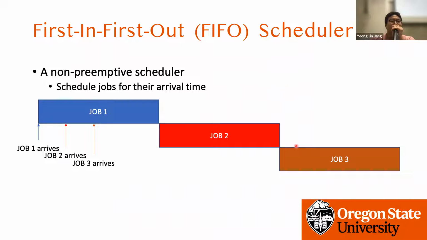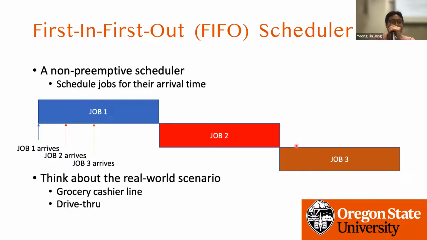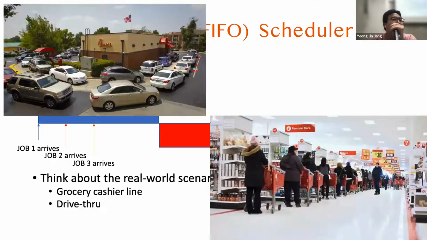So it's not about preemptive execution at all. We just let the program run, wait until it finishes, and then schedule the next one, and the next. You can think of it like real-world scenarios, such as a grocery cashier line or a drive-through. In these cases, you need to wait until the person in front of you finishes their transaction, right? So that's basically the FIFO scheduler.